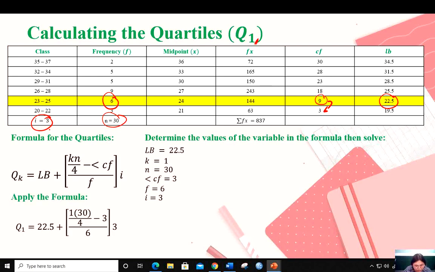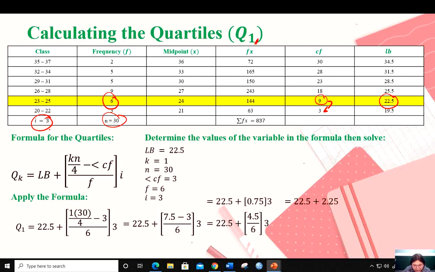Okay, now let's input this in our formula. 22.5 plus the quantity 1 times 30 all over 4 minus 3, all over 6, multiplied by the interval 3. Simplify muna natin yung sa taas. So that is 7.5 minus 3. Okay. Mas mabilis to class kapag in-input nyo to sa calcu. So, our first quartile is 24.75. Our interpretation would be, therefore, 25% of the data has a value of less than or equal to 24.75.